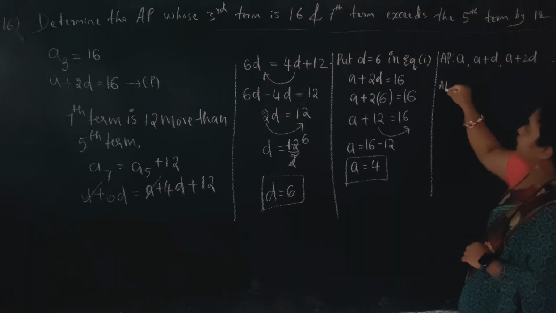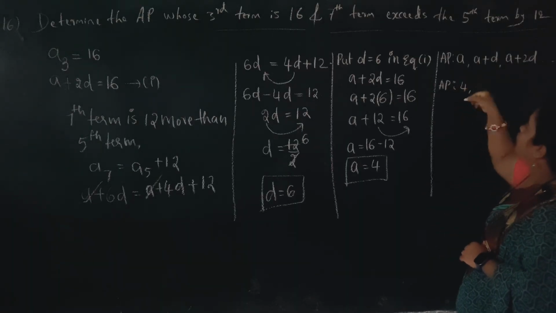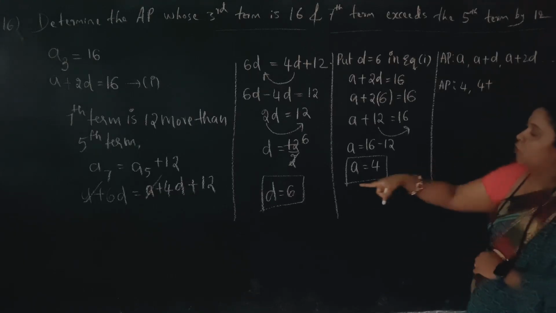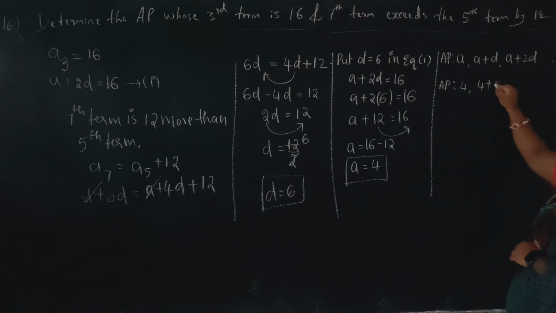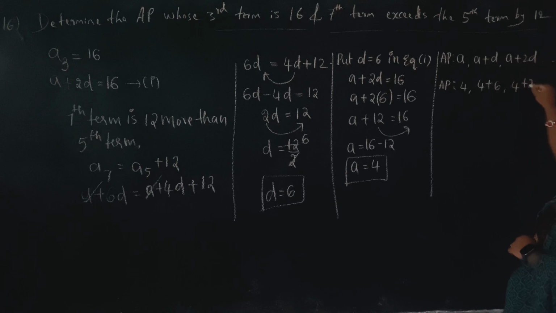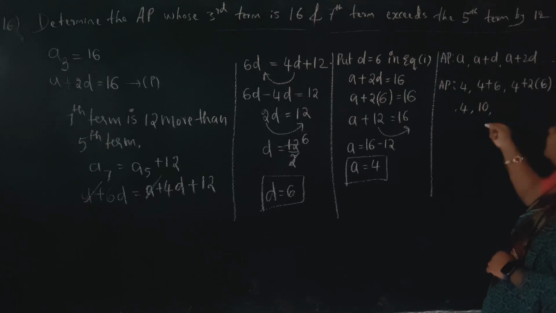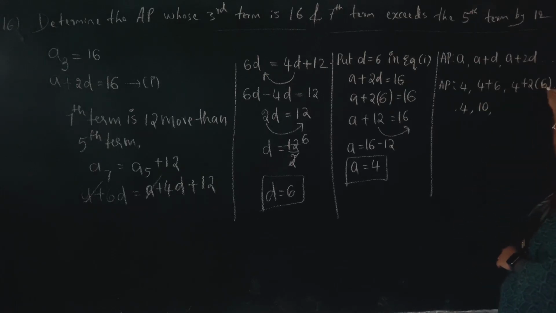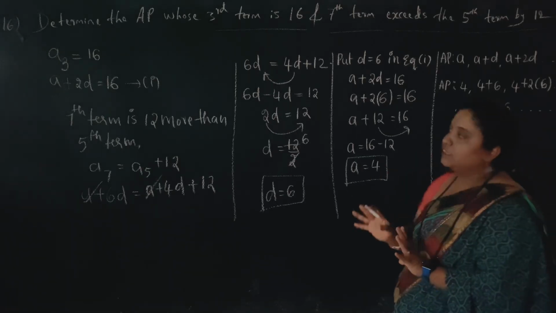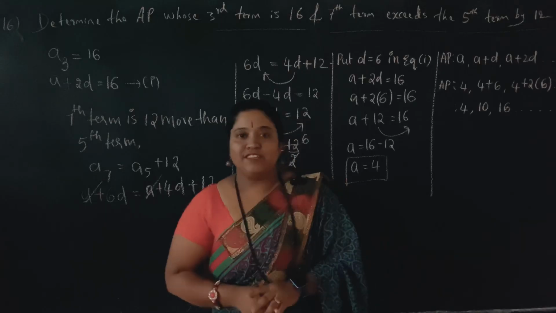So now I'll write AP here. A is equal to 4, comma, 4 plus, what is the D value, dears? 6. Okay, 4 plus 2 into 6. Understanding? So on. Now dear, 4, comma, 4 plus 6 is how much? 10. Okay, 2 sixes are 12. 12 plus 4 is how much? 16. Understanding? So this is how you are able to write the arithmetic progression when the hint is provided.